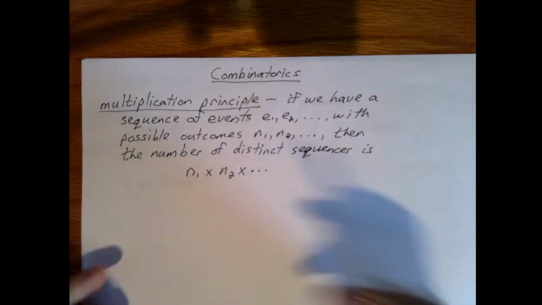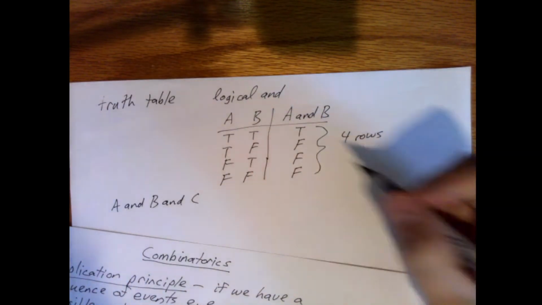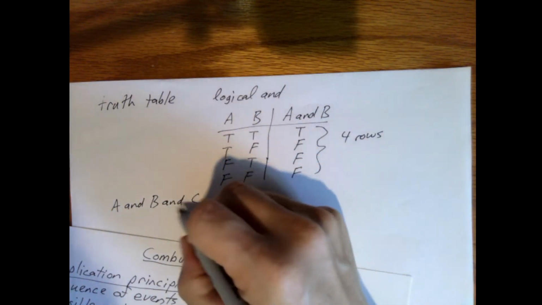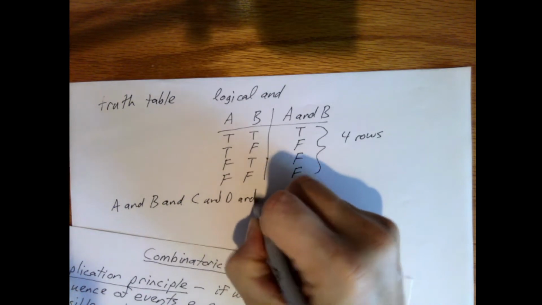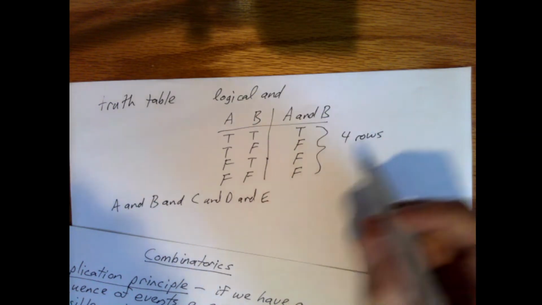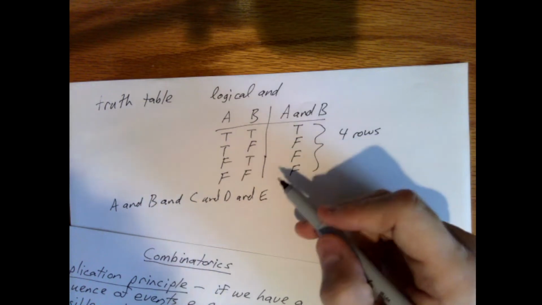In reality, go back and look at this example. This wasn't that difficult to do, but even if we got up to like the 5th, or the version where we have A and B and C and D and E, this table would have 32 rows. That is, it would have 32 different arrangements of these true and false, and that would be painful to do by hand.